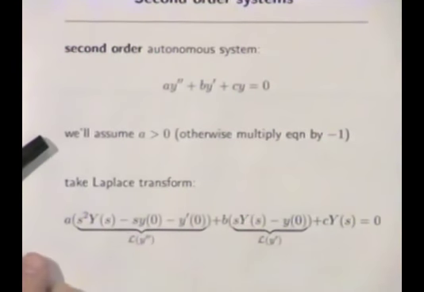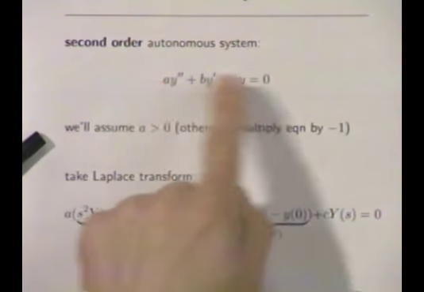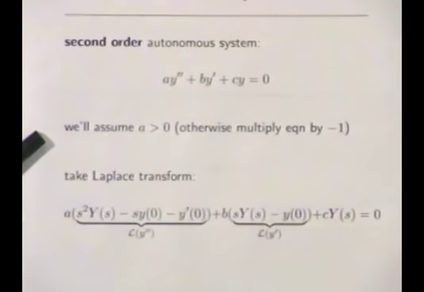Now, we're going to assume throughout that this constant A is positive. If this were negative, I could just multiply this whole differential equation by -1 anyway, and I get a new differential equation describing the exact same system. And now A would be positive.